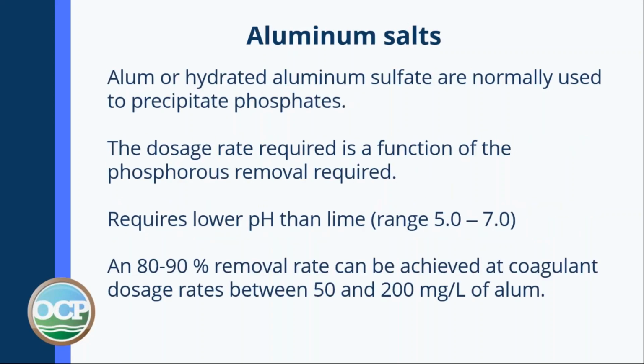Aluminum salts, alum or hydrated aluminum sulfate, are normally used to precipitate phosphates. The dosage rate required is a function of the phosphorus removal required. It requires a lower pH than lime. Typically, when you're using these salts, you want your pH between 5 and 7. An 80 to 90% removal rate can be achieved at coagulant dosage rates between 50 and 200 milligrams per liter.